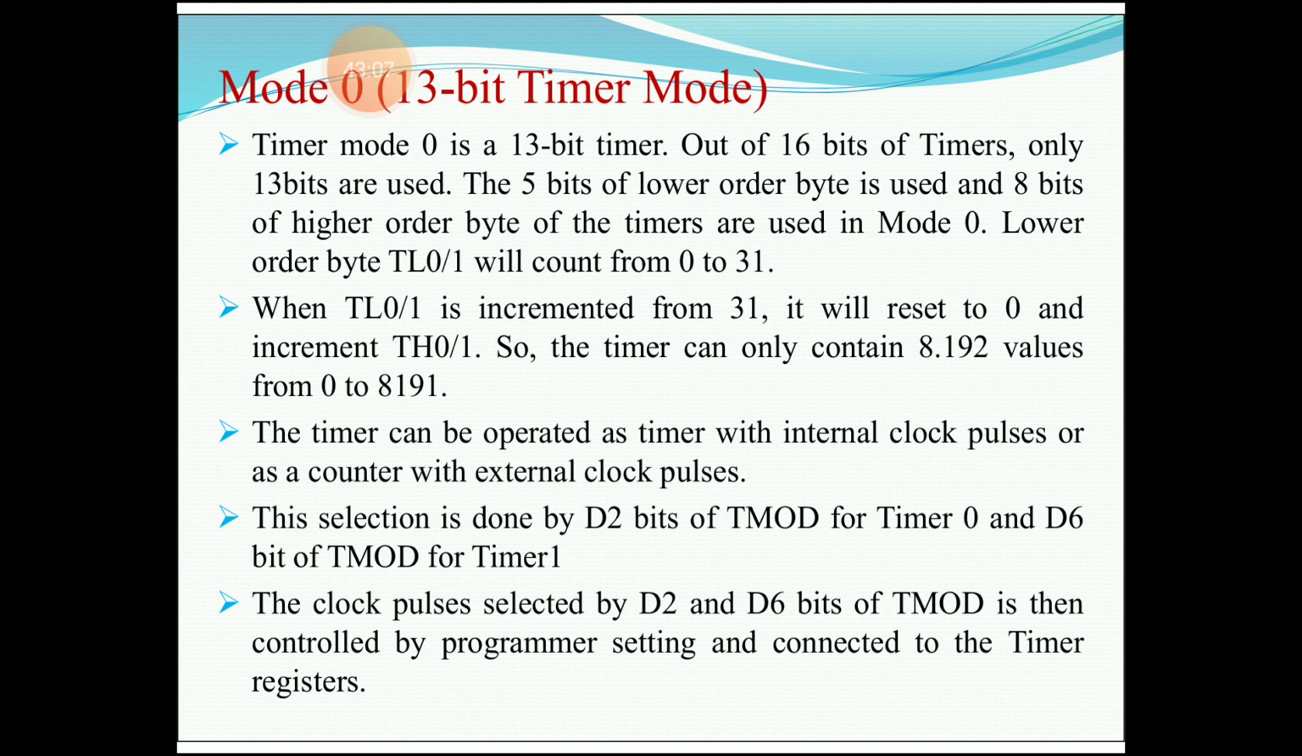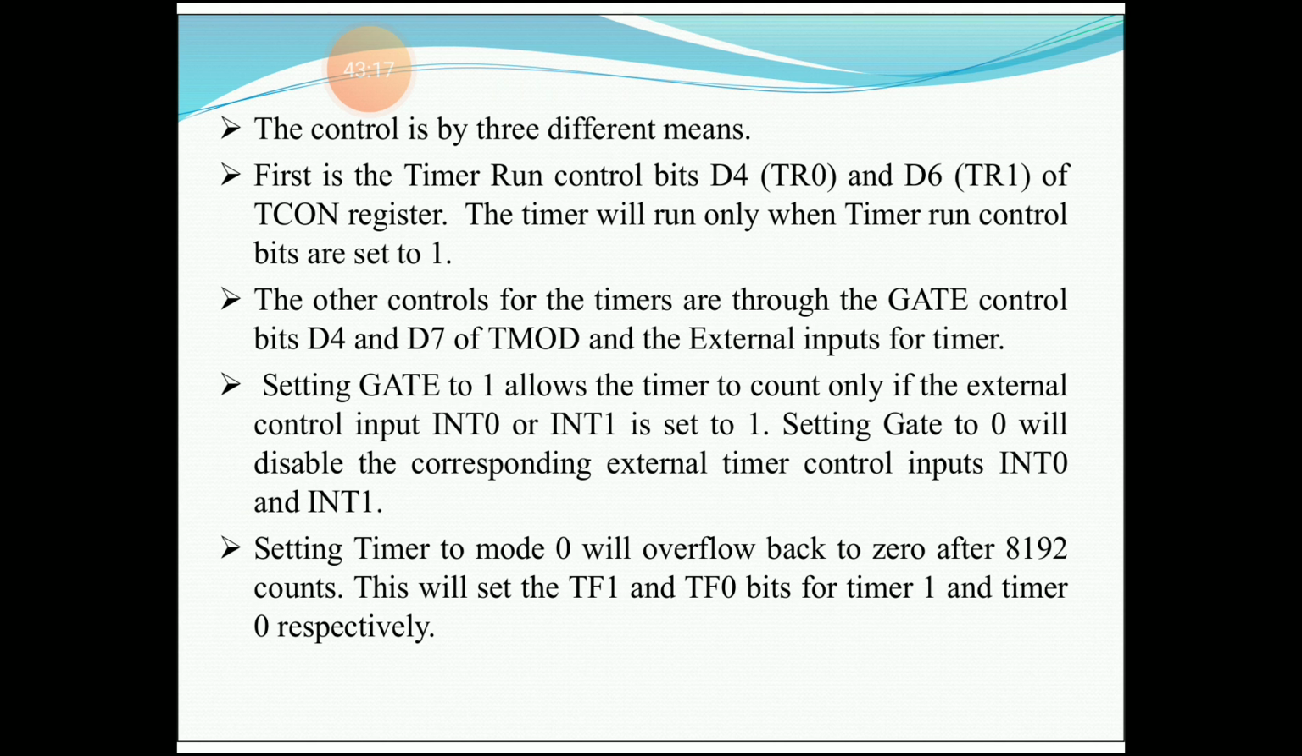The clock pulses selected by the D2 and D6 bits of the TMOD register are then controlled by a programmer setting and connected to the timer registers. This control is done using 3 different methods. First is the timer run control bit TR0 and TR1 of the TCON register. The timer will run only when the timer run control bit becomes 1.